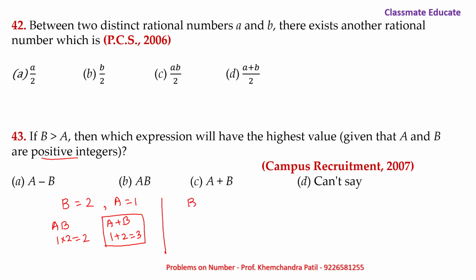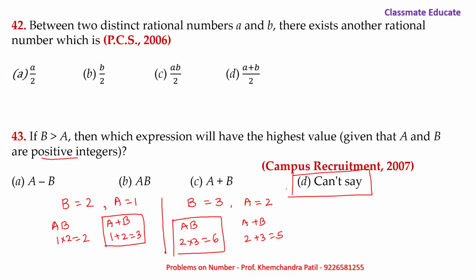But if I take other values, B is 3 and A is 2, then A into B is 2 multiplied by 3, which is 6, and A plus B is 2 plus 3, which is 5. Now here their product has the highest value. So both options are possible. Since I don't know the exact values of A and B, my answer will be can't say, cannot be determined. Data is insufficient to solve this question.